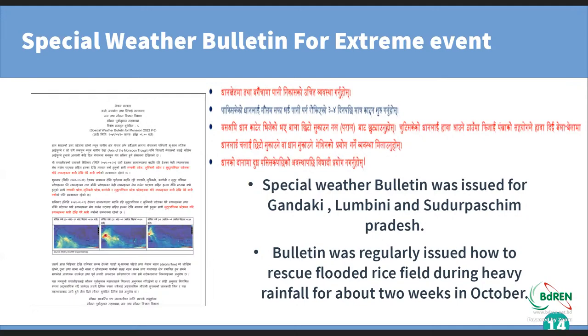And you can see the special weather bulletin for extreme events was also issued from the Meteorological Forecasting Division. This is only one case, and I think this is probably the sixth one which we have issued during the monsoon season. This was issued for Gandaki, Lumbini and Sudurpashchim provinces.